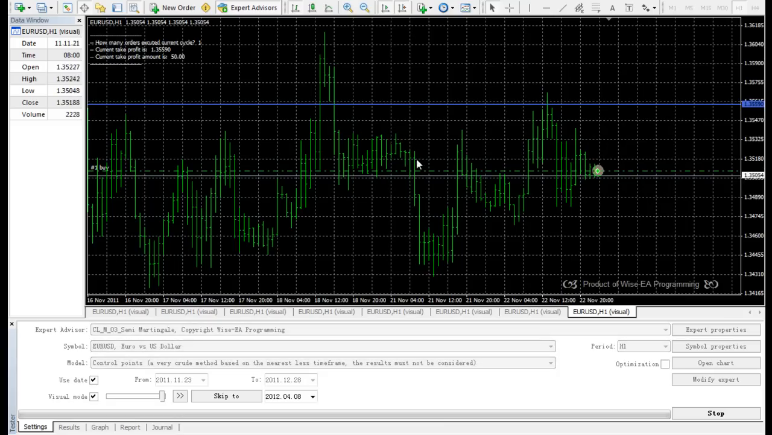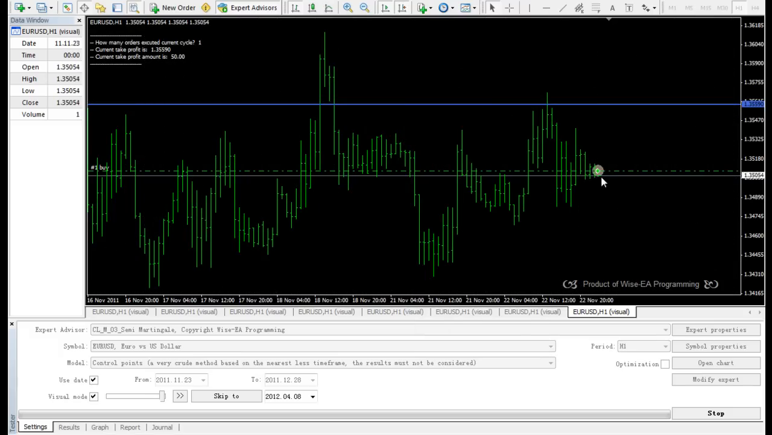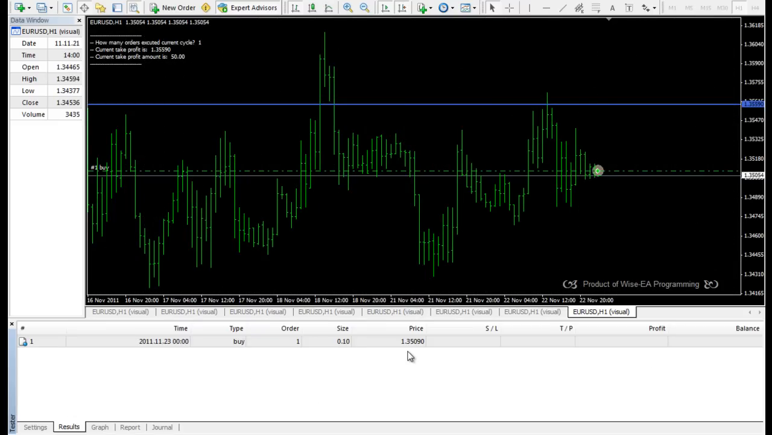Then let's start. In this case, it opened a buy. In practice, this buy should be opened by you manually. Immediately you can see there's no stop loss, no take profit, but there is a line. Here it also shows the current take profit at this particular level, and the number of orders executed for the current cycle is 1. And this is the take profit level. If price does go up like here, it's going to close, and you will end up with a profit of $50.